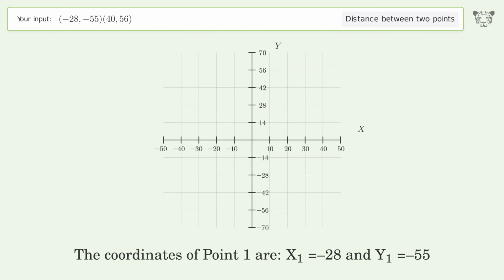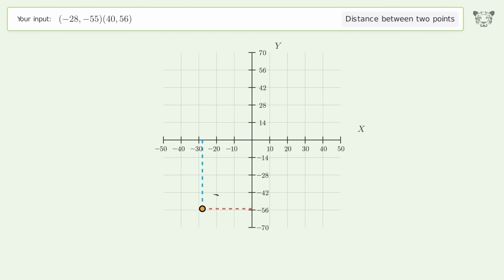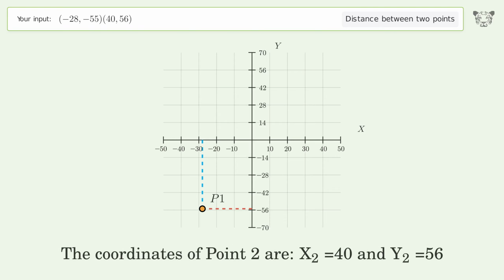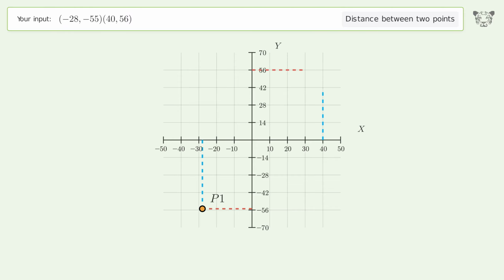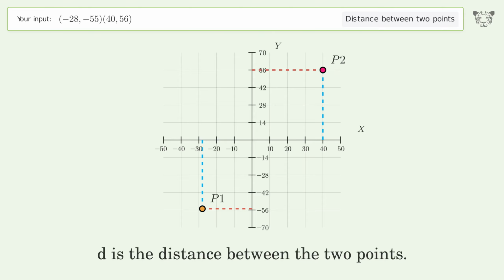The coordinates of point 1 are x1 equals -28 and y1 equals -55. The coordinates of point 2 are x2 equals 40 and y2 equals 56. D is the distance between the 2 points.